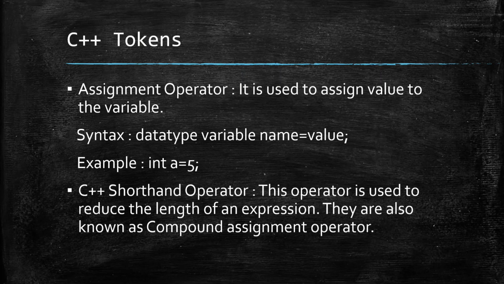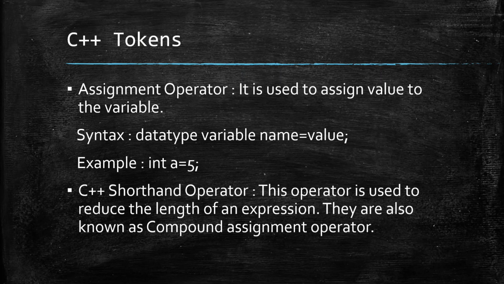Fine. Next, coming to our next operator, that is the C++ shorthand operator. So what is this shorthand operator? Now we are going to learn. This operator is used to reduce the length of an expression. So why do we use shorthand operators? We use them to reduce the length of an expression. Fine. They are also known as compound assignment operators.